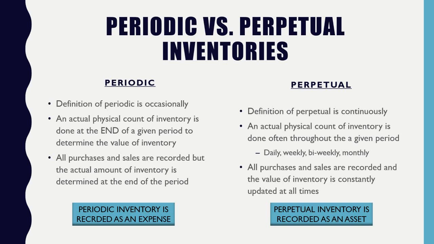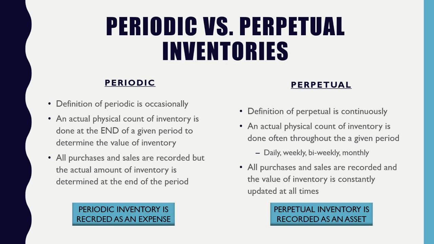And here's a huge difference between periodic and perpetual, right? All purchases are going to be recorded as expenses, okay? And then once you record them as expenses, you are required to have a conversion entry that allows you to convert the expenses into inventory at the end of the given accounting period.